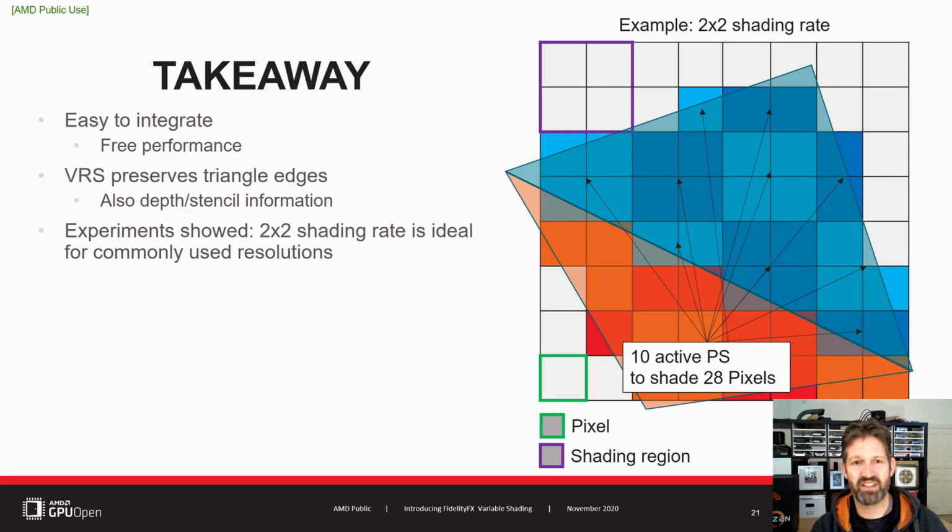To sum this up, VRS is a new and easy to integrate technique which can help you save significant amounts of GPU time without noticeably reducing visual quality. It works by reducing the number of pixel shader threads being launched, but it fully preserves the triangle edges and depth buffer, as those are important details contributing significantly to the final image quality. Our experiments showed that, especially at very high resolutions, 2:2 is the ideal shading rate to balance performance and quality, and it can be applied to large parts of the screen, depending on the scene and title of course, especially if the camera is moving.